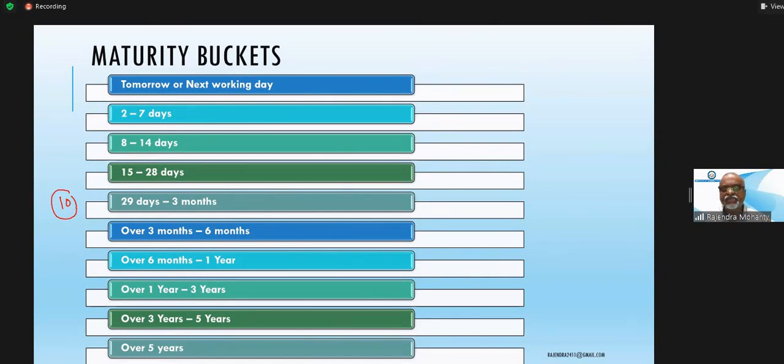RBI issues this guideline from time to time for managing asset and liability management risk, particularly liquidity risk, and more particularly short-term liquidity, from intraday or tomorrow to 1 month. So we can say these 4 buckets only, up to a 1 month period, which here means 28 days. These are the 4 buckets for which RBI always advises that the bank should be ready for liquidity management.